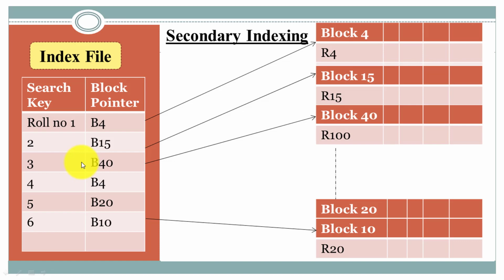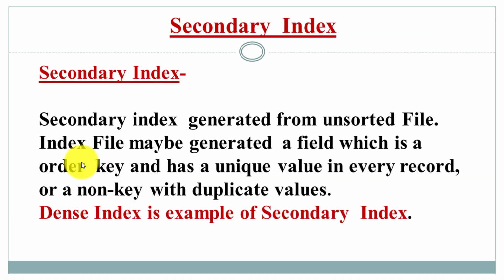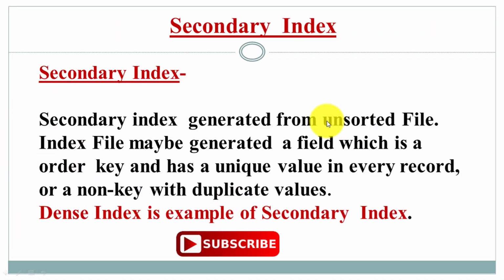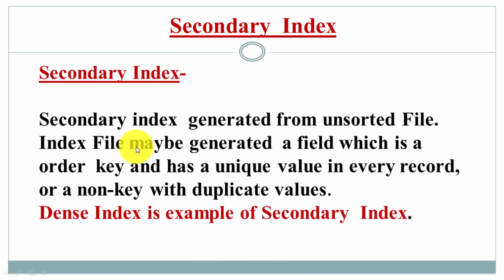So let's revise once again what is meant by secondary indexing. Secondary index is generated from an unsorted file. Index file may be generated on a field which is an order key and has a unique value in every record, or a non-key with duplicate values. That means the search key attribute can be an order key as well as a non-key attribute. And dense index is an example of secondary index. So this is all about secondary index.